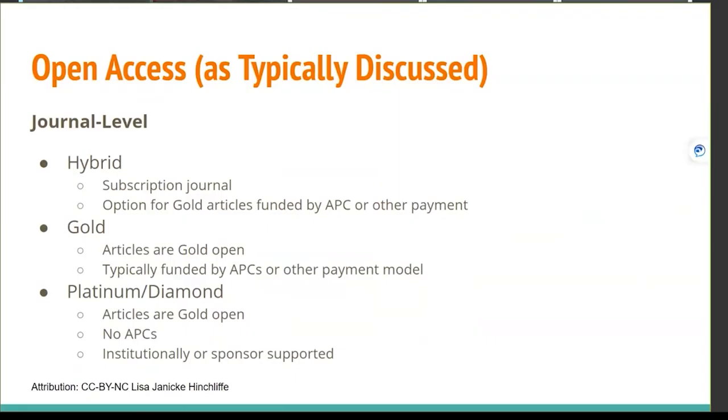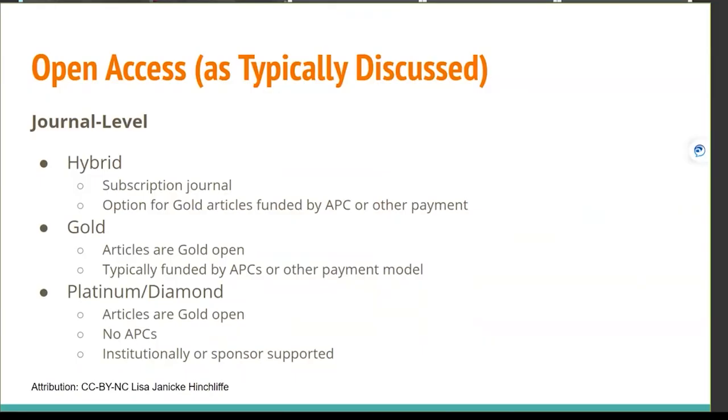Hybrid is not my favorite model because if we look at it from the library perspective, the library is paying for subscriptions to these journals. And then we also have the Open Access Publication Fund. And if you want to publish your research in this journal and you want to make it open, we are all for that.